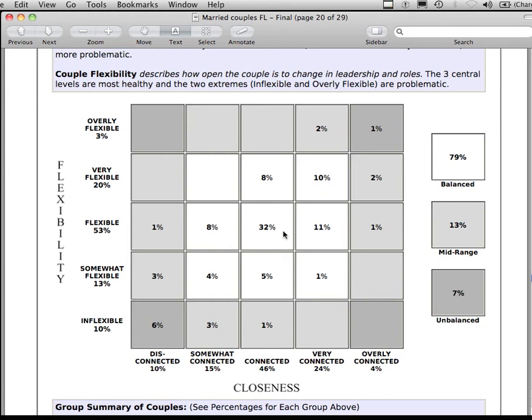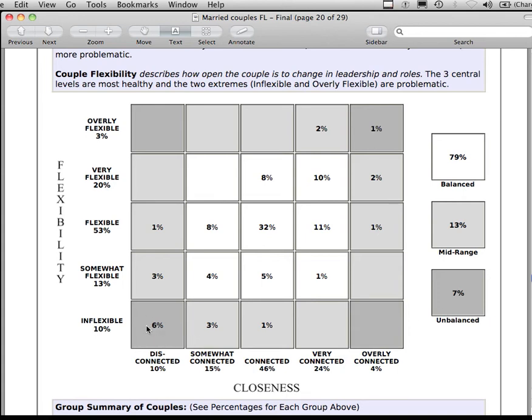13% is in the mid-range, which means they're balanced on one of the dimensions, but not both. So they're out here in these light gray areas. And then finally, you'll see that 7% are in the unbalanced area.